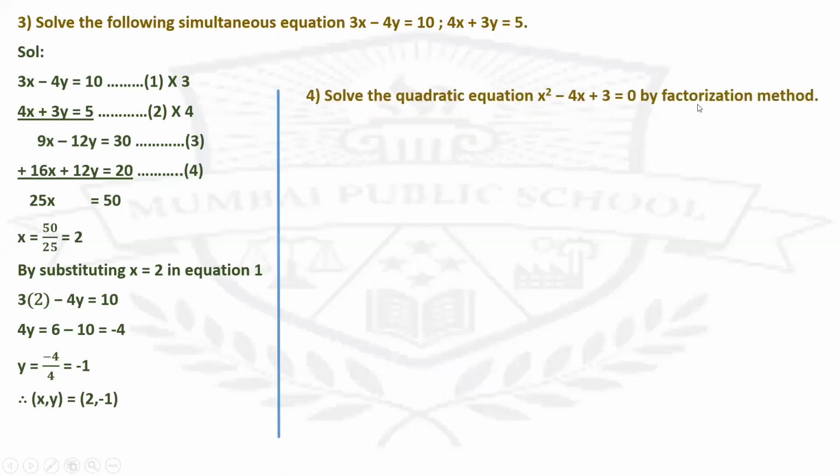Now solve the quadratic equation by factorization method. Now this, we're studying from 5th, 6th standard, splitting the middle term. Understand here, what is the middle term? Minus 4x. So you're going to split this minus 4x into 2 parts. Now how are you going to do that? You're going to multiply the coefficient of x square with the constant, that is 3, and you're going to factorize 3.